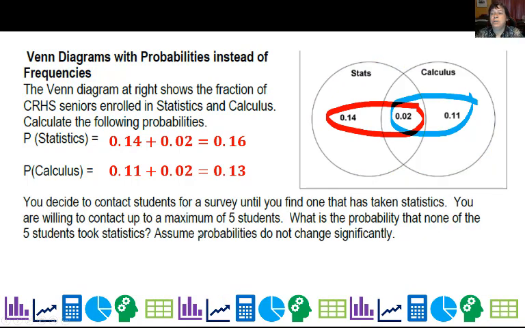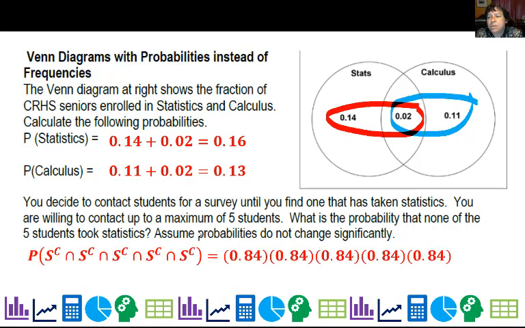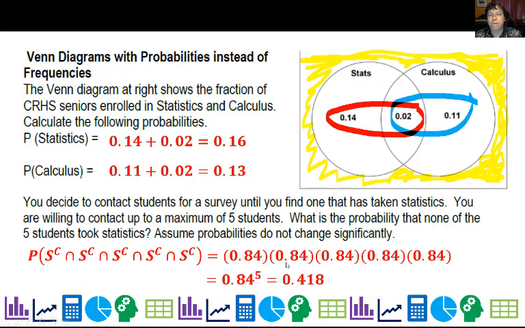You decide to contact students for a survey until you find one that has taken statistics. Now you're a little lazy and you're only willing to try 5 times, max. What is the probability that none of the 5 students took stats? So, and we're going to assume the probabilities don't change significantly from student to student, that there are a lot of students to survey. So I say, okay, it's 0.84 because 1 minus 0.16, probability student is in stats is 16%. 1 minus 0.16 is 0.84, multiply those out 5 times, right? And I get 0.418.